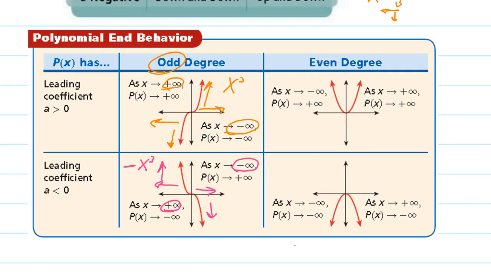Now over here for our x squared terms, this would be a positive x squared, U-shaped. So as I go to the left, the graph is going up. As I go to the right, the graph is still going up, which means no matter what, my graph is going up. If I have a negative x squared, no matter what, my graph is going down. So as I go from negative infinity to positive infinity, my graph is still going down in the same direction.